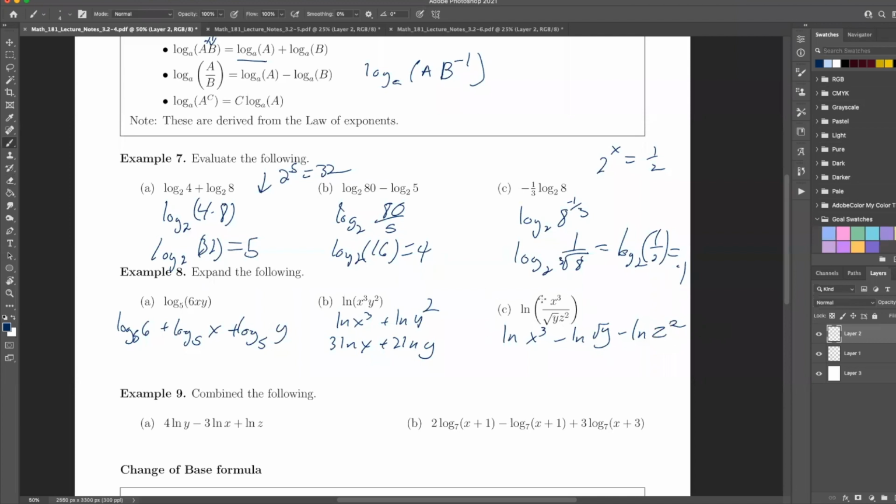So even though it's a divided by b equals this, you can safely just write, if it's on the top of a fraction, you can write it up here. If it's on the bottom, you can just make it negative. And then here we can pull out the exponents. The exponent here would be a half, and then the exponent here would be, of course, 2.